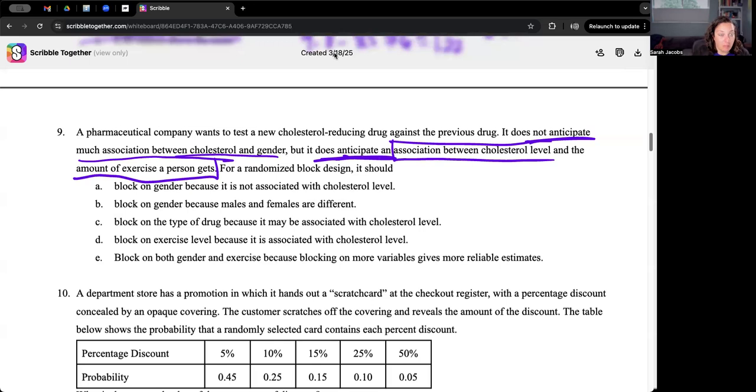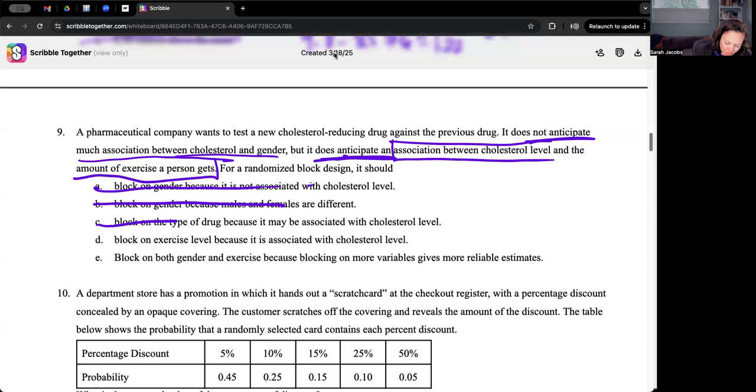And by blocking this way, we'll ensure that some of the people with our new treatment exercise a lot, and some of the people with our new treatment don't. And some of the people with the old treatment exercise a lot, and some of the people with the old treatment don't. So we're blocking on the amount of exercise, not on gender, because we don't think it's associated. We don't need to block on that. Not going to block on gender.